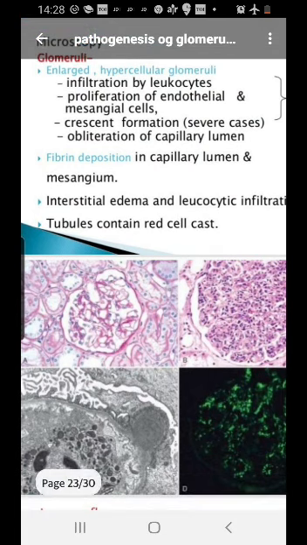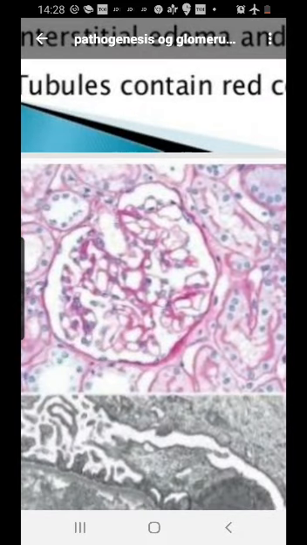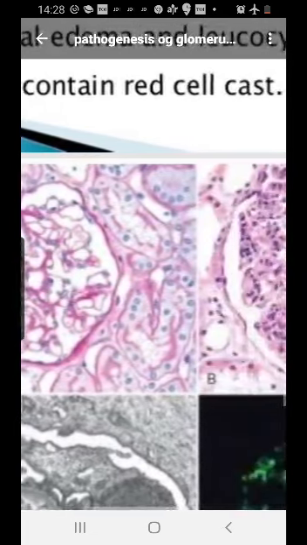Tubules contain red cell casts. Now in this picture, this is a normal glomerulus. You can see very clearly the loops, and the endothelial cells are okay. We can find them out, and then we have the epithelial cells.